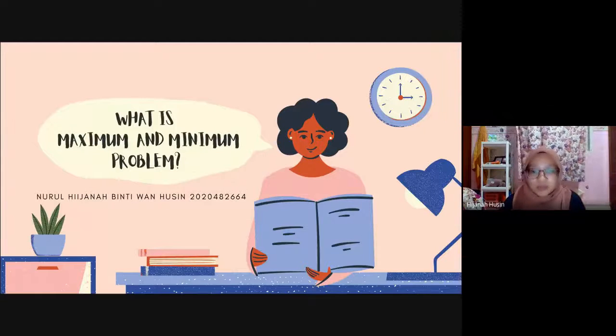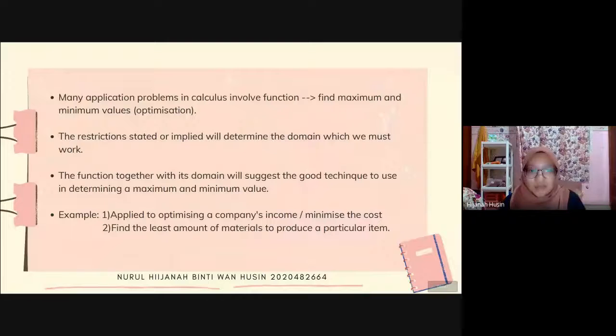What is the maximum and minimum problem? Many application problems in calculus involve functions. The process of finding the maximum and minimum value is called optimization. The restrictions stated or implied will determine the domain with which we must work. The function together with its domain will suggest the good technique to use in determining a maximum and minimum value. For example, we use differentiation to optimize a company's income or minimize the cost. We also use it to find the least amount of material to produce a particular item.